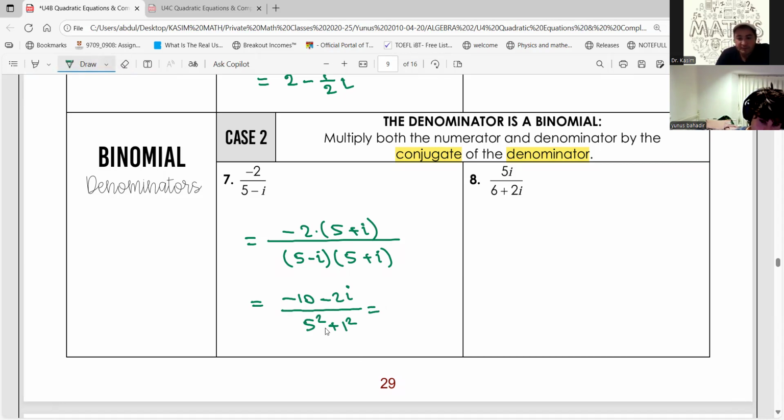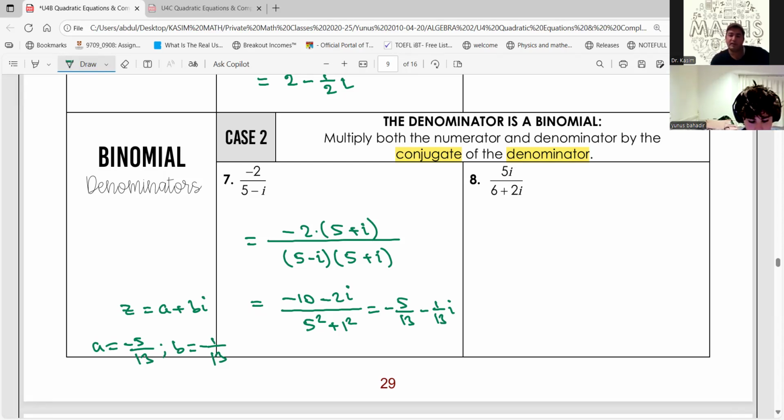Now if you simplify this, 25 plus 1 is 26, right? So here negative 10 over 26, divided by 2, is negative 5 over 13, minus 2 over 26, which is 1 over 13i. So if our complex number is in the form a plus bi, what is a? Negative 5 over 13. What is b? Negative 1 over 13. Now do question 8 yourself.